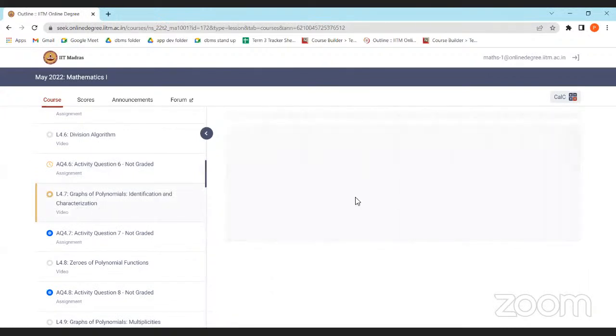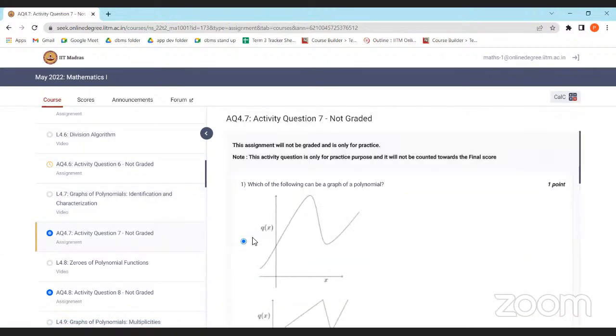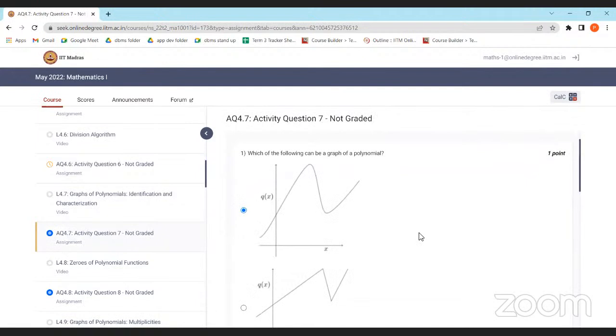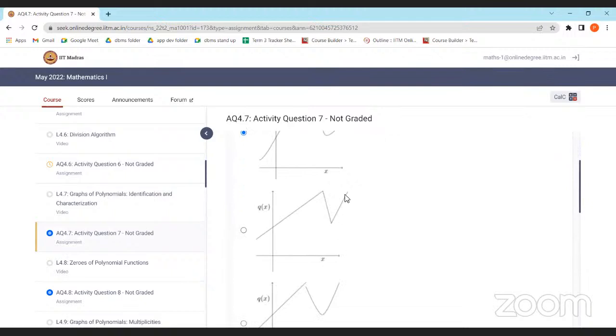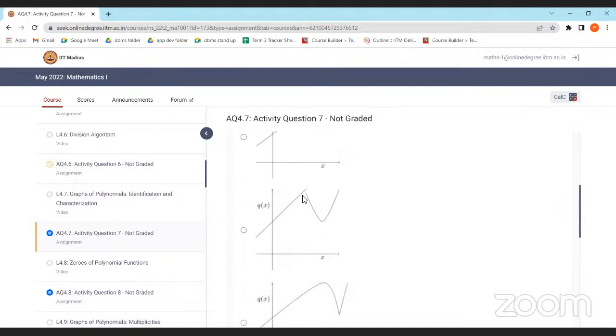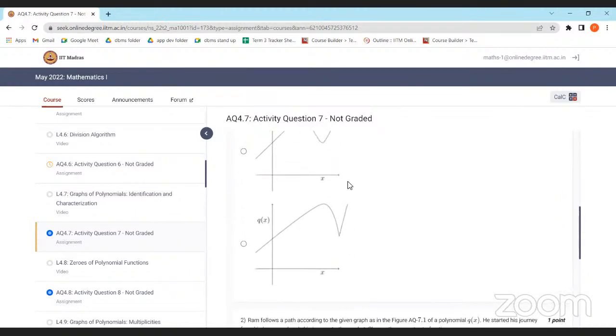Activity 4.7, assignment. Here you can see: which one of the following can be a graph of a polynomial? This is not, because sharp corners are there. Here the curve is breaking, so this is not a polynomial. Here also it is sharp, so this is not a polynomial.